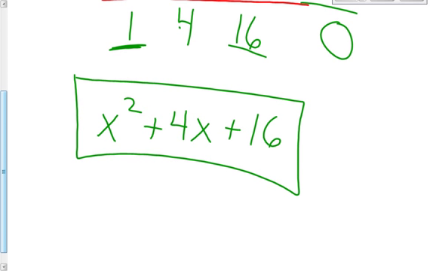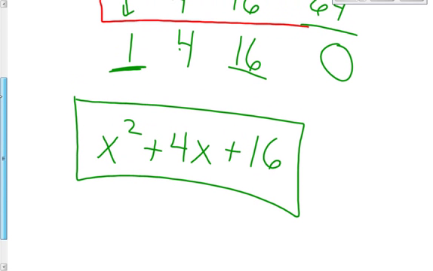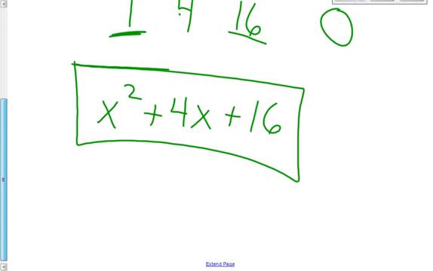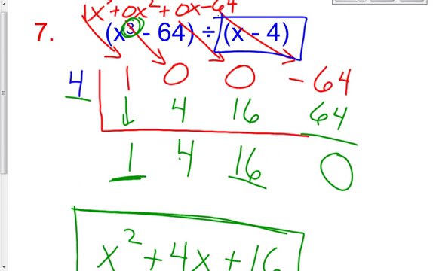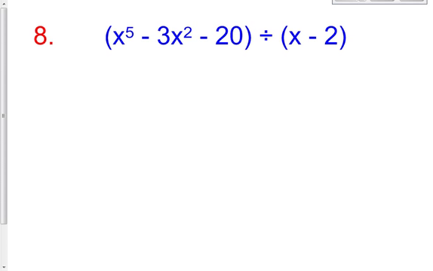Same thing that I talked about in the first video of this lesson. If you wanted to, you could multiply your quotient, which is what we got, by our divisor, which is x minus 4, and you would get your dividend if you did it correctly. So you could always do that to check your work if you would like to. Last one, why don't you guys try number 8 on your own, pause the video, and then check your work with mine after you've worked it out.